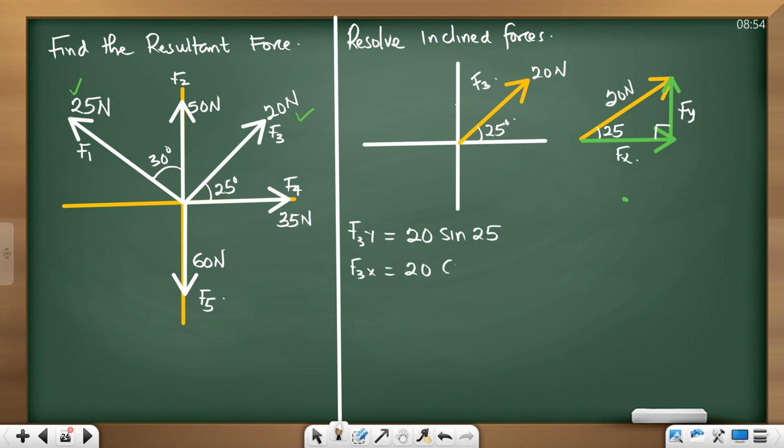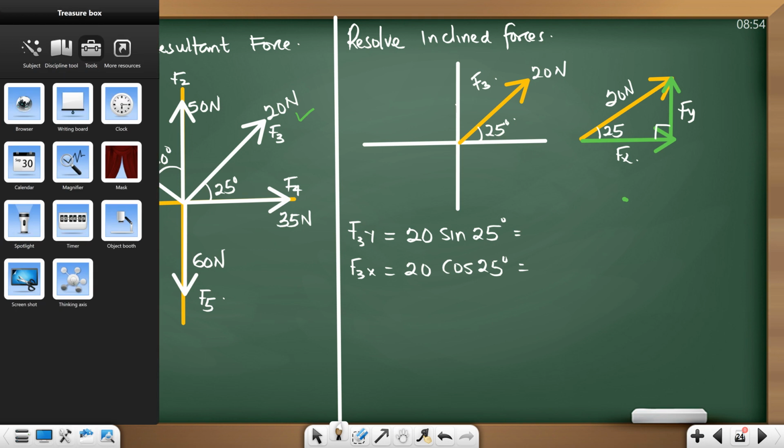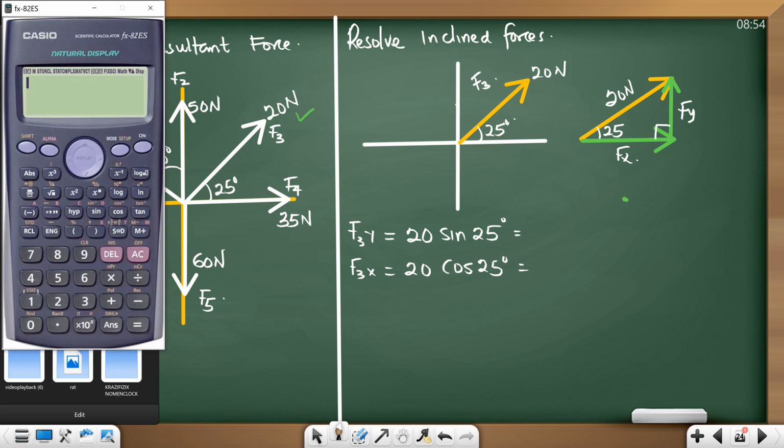F3x will be 20 cos 25. I hope everybody is now on board with that. I don't want to waste time. There's a lot to be done. Next class, we must jump into Newton's laws immediately.